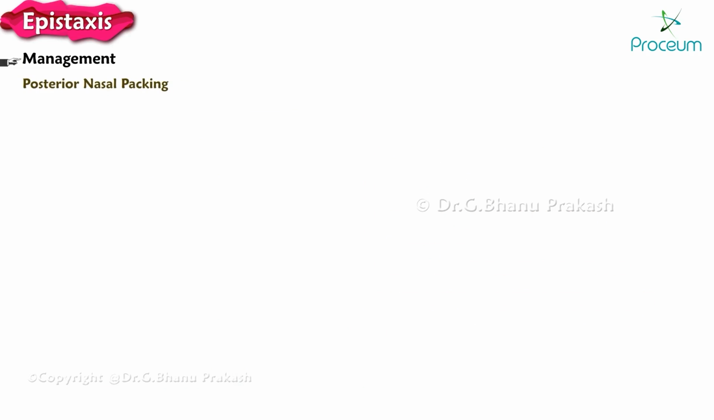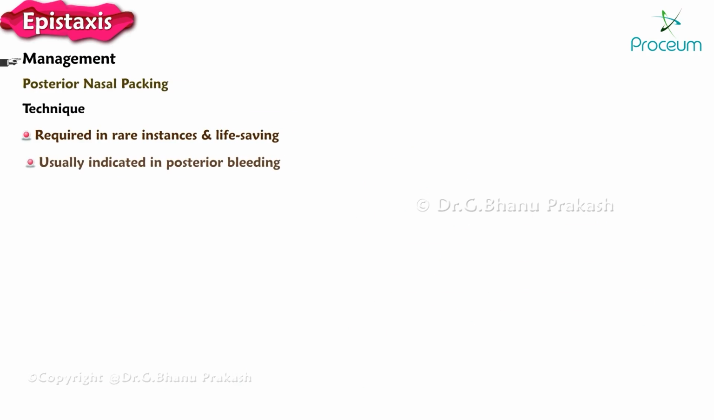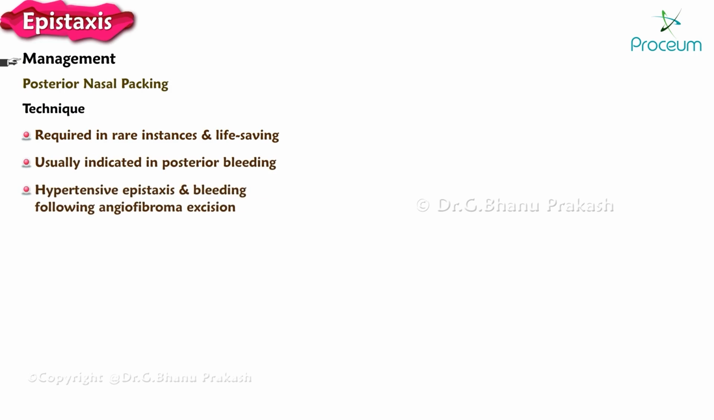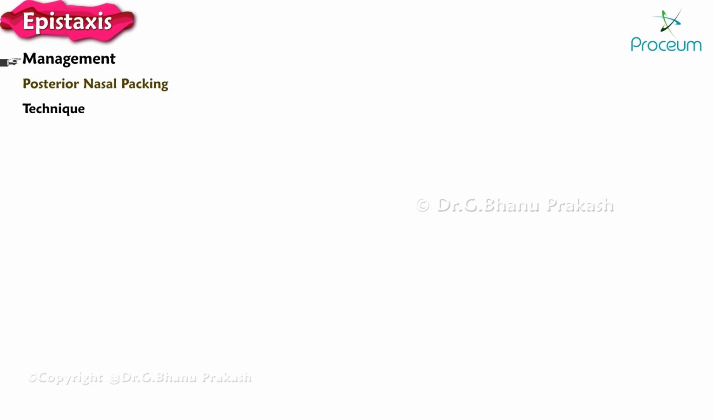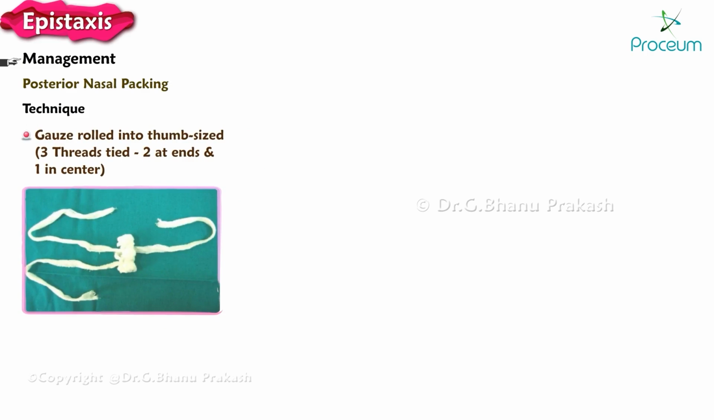Posterior nasal packing. Technique. This is required in rare instances and can be life-saving. This is usually indicated in posterior bleeding. Hypertensive epistaxis, bleeding following angiofibroma excision, etc. are the common indications. A small gauze piece is rolled into a thumb-sized pack and 3 threads are tied to it, 2 at its ends and 1 in the center. The pack is soaked in liquid paraffin or bismuth iodoform paraffin paste.